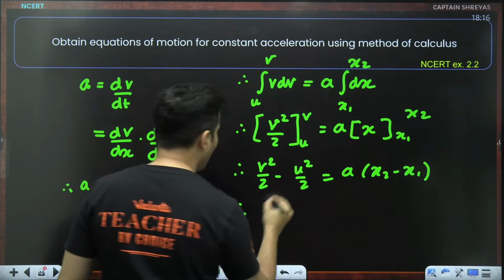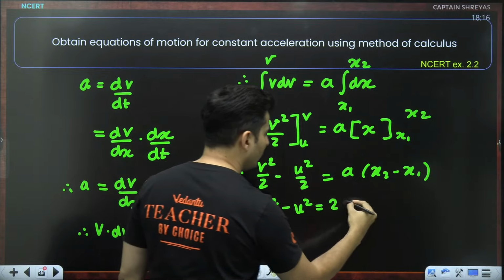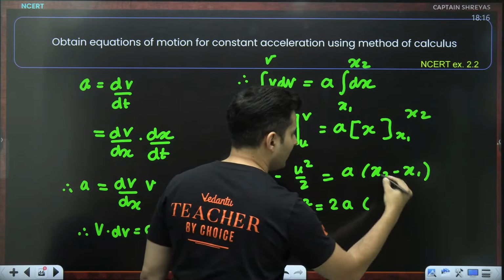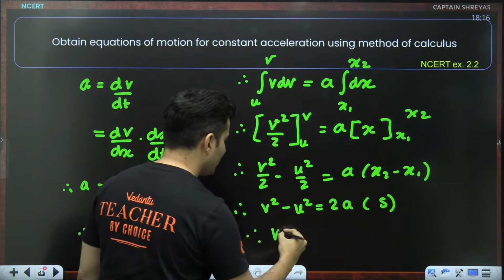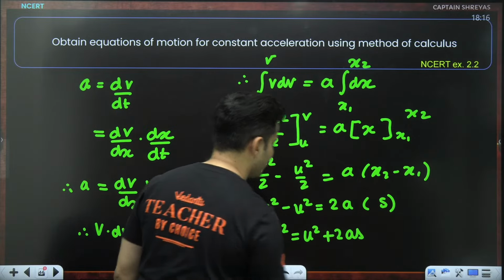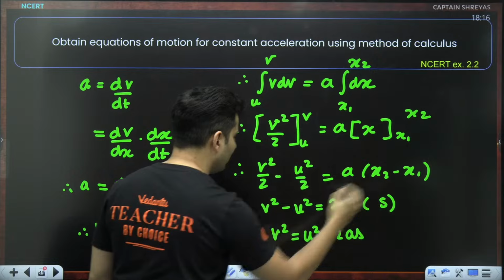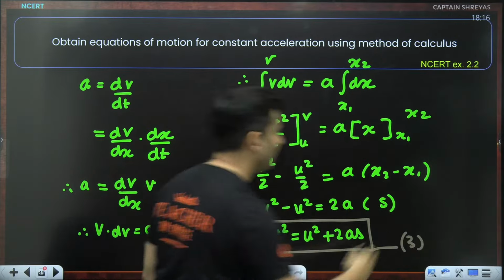Now I can take 2 on the other side. So it will become v square minus u square is 2 times a. What is x2 minus x1? x2 minus x1 is s, displacement, final minus initial. So therefore, v square is equal to u square plus 2as. So that's it. This is your third kinematic equation.